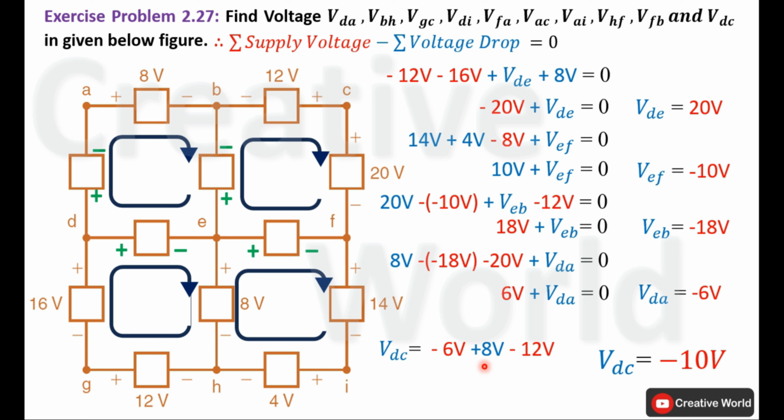So finally we have calculated all unknown values of voltage inside the circuit. This was exercise problem number 2.27.